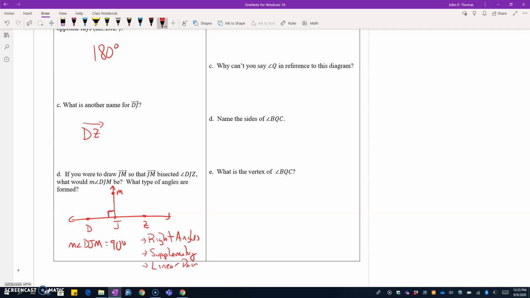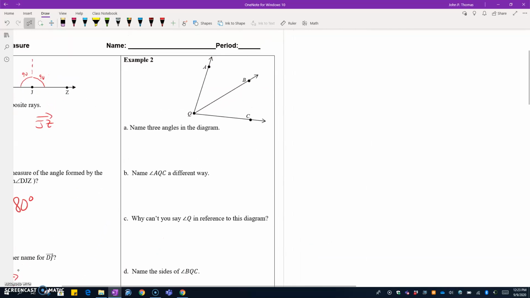All right, if I move over here to example 2, example 2 says, name the three angles in the diagram. So we have the two smaller angles, angle 1 and 2 here, and then the big angle. So if we're going to label those, the first smaller angle is angle AQB. All right, we use 3 points. The middle is always the vertex.